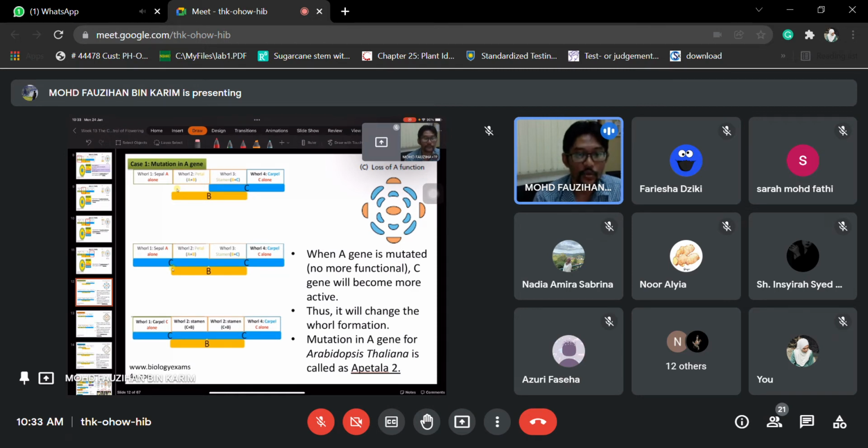Alright, so when gene A is mutated, the normal functional C gene will become more active because it will change the pistil formation. So the mutation of the A gene for Arabidopsis is called apetala2. Right? We call that mutation apetala2. It means the absence of the apetala2 protein. It is named apetala2. Right?